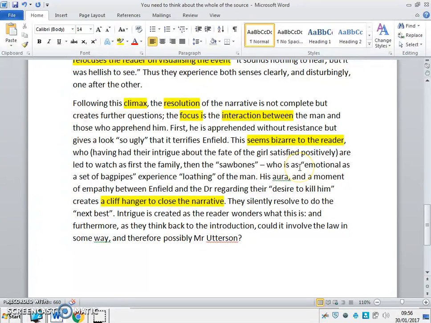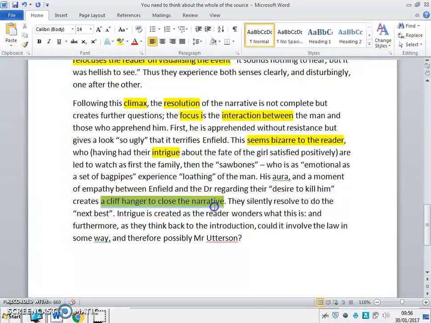This seems bizarre to the reader, who, having had their intrigue, I didn't get that sick of writing intrigue, about the fate of the girl satisfied positively, are led to watch as first the family, then the Sawbones, who is as emotional as a set of bagpipes, experience loathing of the man. His aura and a moment of empathy between Enfield and the doctor regarding their desire to kill him creates a cliffhanger to close the narrative.